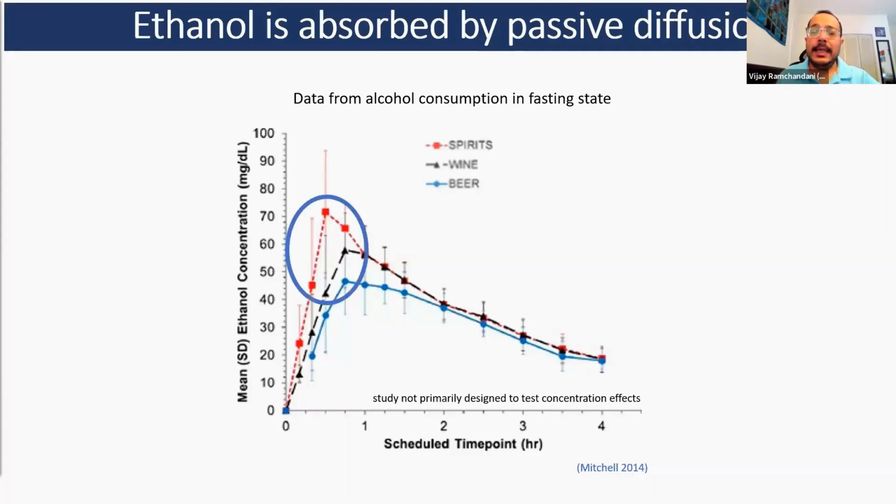And what you can see is that after consuming spirits, shown in red, the peak alcohol concentration was much higher compared to wine, shown in black, and beer, shown in blue. And so because of the concentration gradient, since alcohol in the form of spirits is more concentrated, it speeds up its absorption as well and can result in higher concentrations. How much one drinks and the total amount of alcohol is, of course, another important factor.